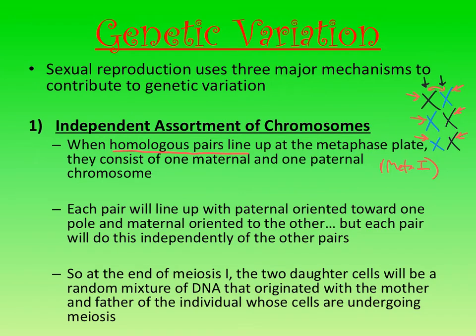And so at the end of meiosis 1, you have these two daughter cells. They're going to be a random mixture of maternal and paternal DNA just based on which side they randomly lined up on during metaphase. So that's the first level of variation in meiosis, that there's no defined way that these are going to line up during metaphase 1. And so there's no defined or consistent way that they're going to be separated during anaphase 1.